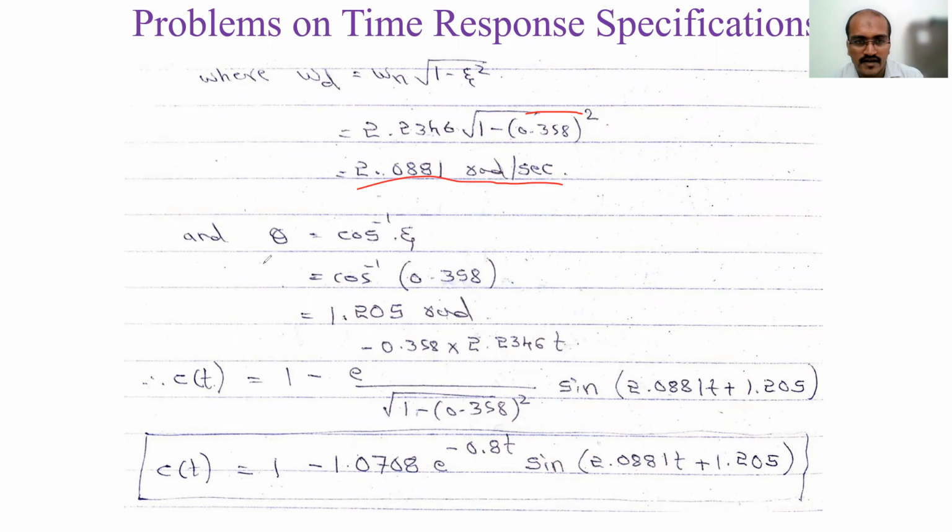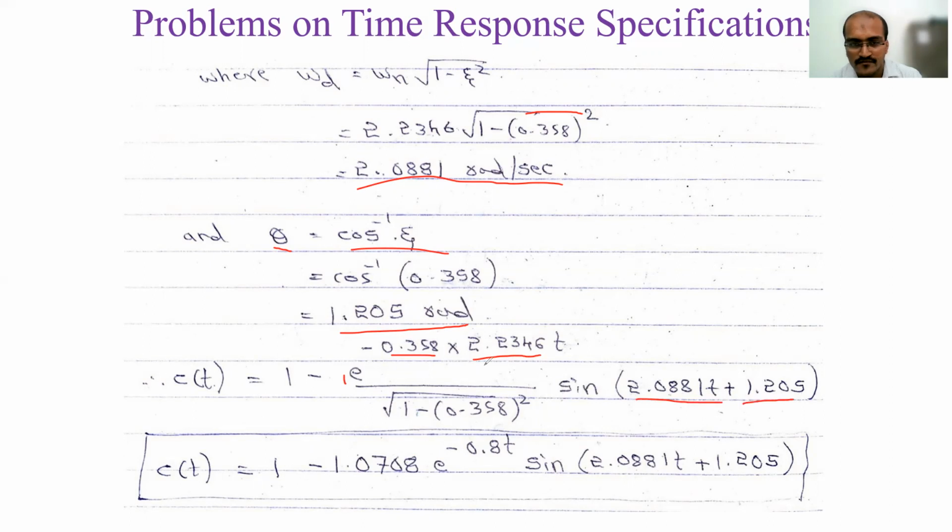Again, theta also you keep in radian mode. If you keep degrees, you will get the wrong answer. You have to convert it into radians. So theta is cos inverse zeta, cos inverse 0.358, which is 1.205 radian. This is the theta value. Now substitute everything in the formula: 1 minus e to the power minus zeta omega n t. This is zeta, this is omega n. This product you have to calculate, and in the denominator you have to calculate 1 divided by this factor, square root of 1 minus 0.358 square, then sine, substituting the omega d value plus the theta value.